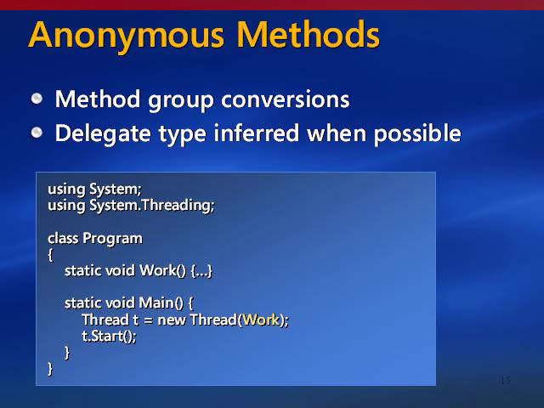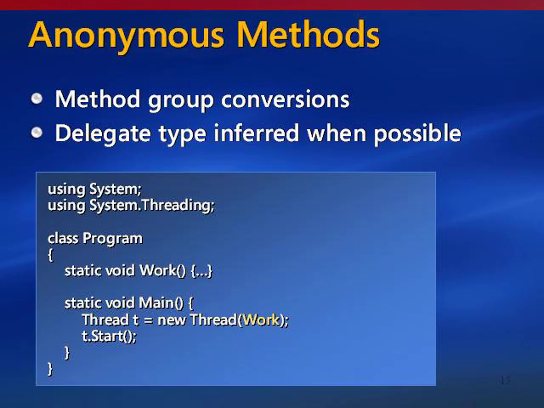Now, as a side effect of anonymous methods, we also get one thing that I call, again, terrible name, method group conversions. What it boils down to, though, is that we can pretty much infer delegate types everywhere, and going forward, you will very rarely have to write the name of a delegate type.